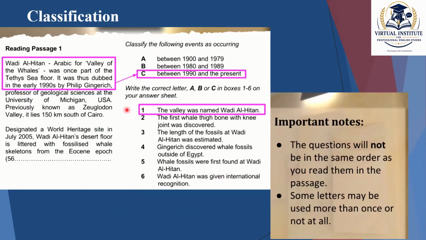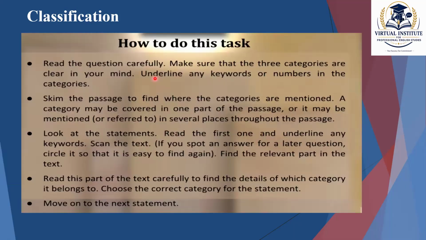As we have done here, we have actually put it in a box and we have tried to see which category it belongs to, and we have found that it belongs to the third category. So option C was correct. Same is the case with other questions. You read it and then try to classify which category the information belongs to, and then you choose the correct category for the statement and answer it, right? So this is how the classification tasks should be done.